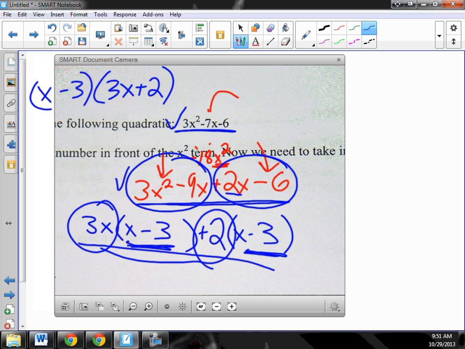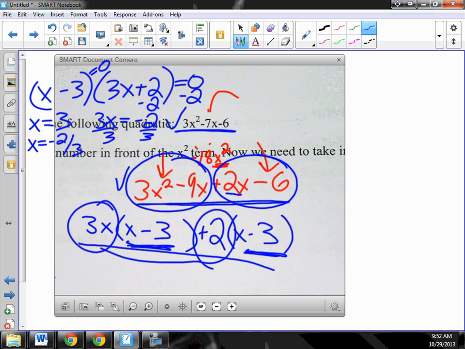And now we set them both equal to 0. So x minus 3 equals 0. What's the root? 3. 3x plus 2 equals 0. So subtract 2. 3x equals negative 2. How do I move the 3? Divide by 3. So my second answer is negative 2 over 3. Now that might seem really confusing, but the second time we do it, it's going to be a lot easier.